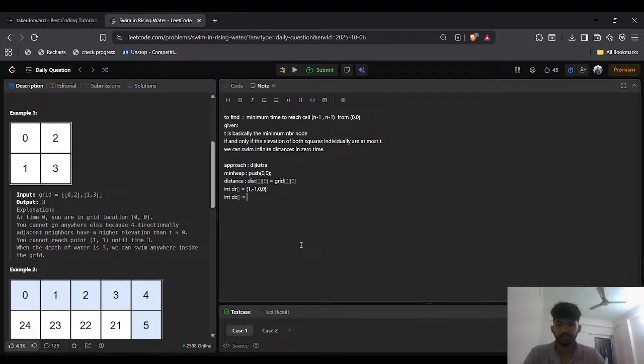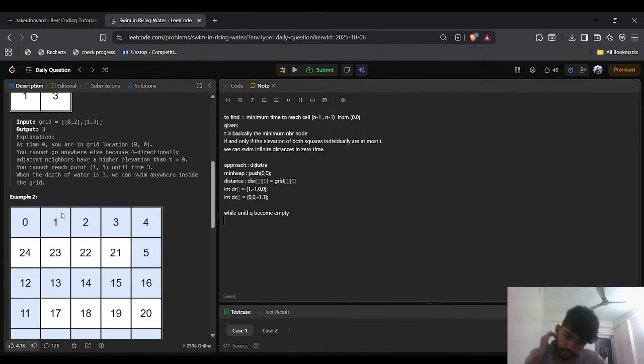DC. These two will help us move in 4 adjacent directions. Then we enter a while loop until q becomes empty. Okay, until q becomes empty, we are in a while.